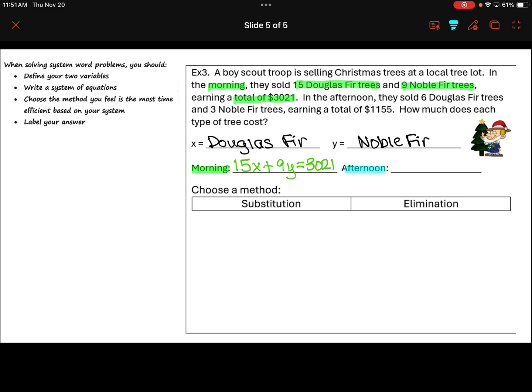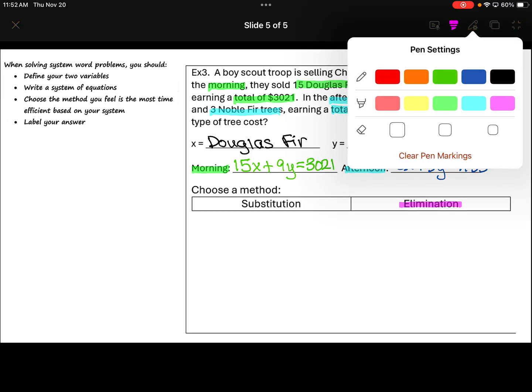I'm going to now go find the afternoon. Afternoon, it was 6 Douglas, 3 noble, for a total of 1,155. So I am going to go ahead and make this be 6x plus 3y equals 1,155. Okay, I quickly noticed that I have coefficients all bigger than 1, so to me, this would be a perfect time to use the elimination method.